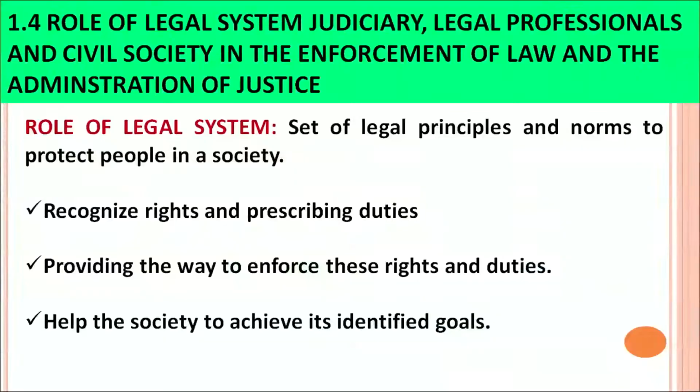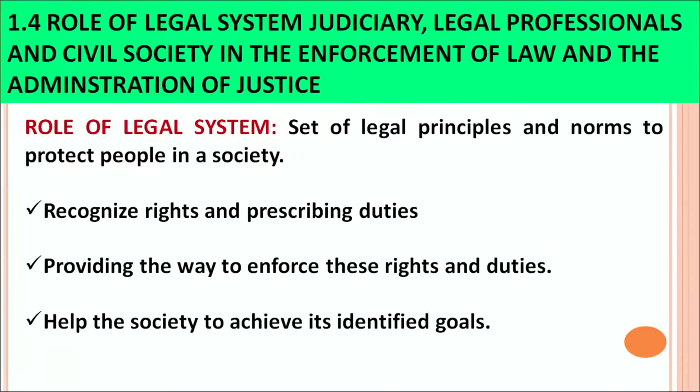Let us now proceed to the final component of this particular chapter. It is talking about the role of legal system. So first we have to know the role of what? The legal system, first; judiciary, second; legal professionals, third; and the civil society, fourth, in the enforcement of law and the administration of justice. So here in this particular component, we are going to deal with or discuss the role of four important components in the enforcement of law and in the administration of justice.